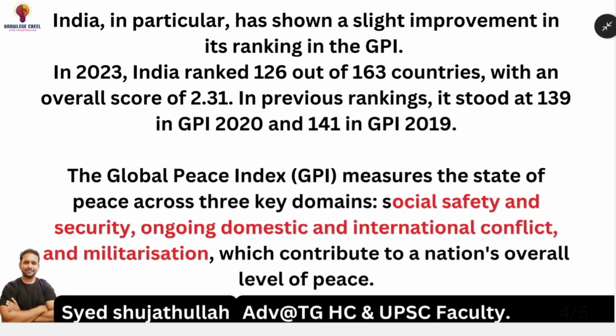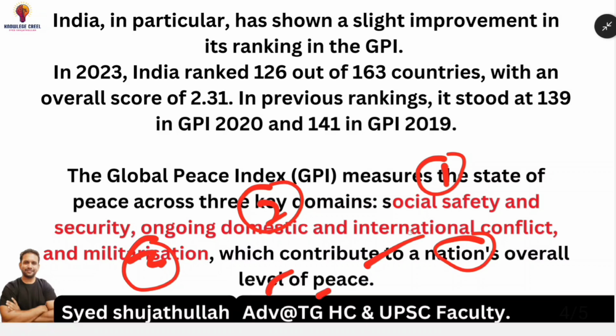So please remember, repeat with me: social safety and security is the first parameter, ongoing domestic and international conflict is the second parameter, and the third one is militarization of the country, which contributes to the nation's overall level of peace.